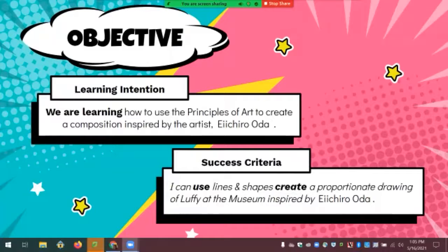In Japanese, the last names go first, so his name is really Oda Ichiro, right? We will reach our success criteria when we can use lines and shapes to create a proportionate drawing of Luffy at the museum inspired by Oda Ichiro.